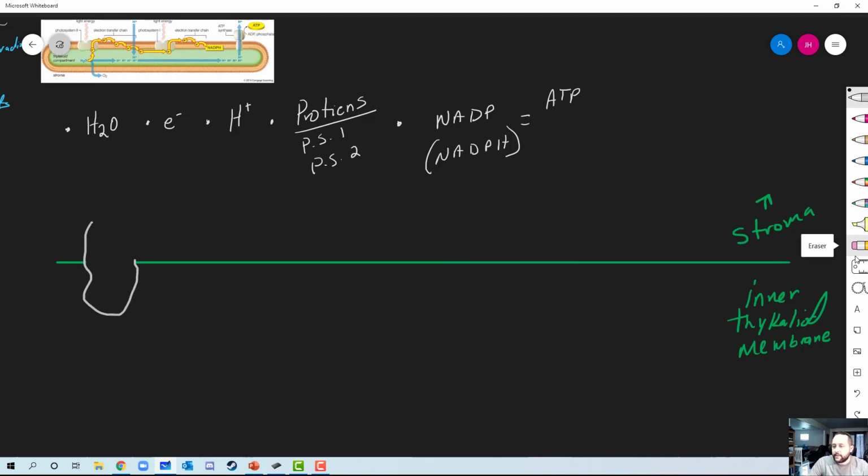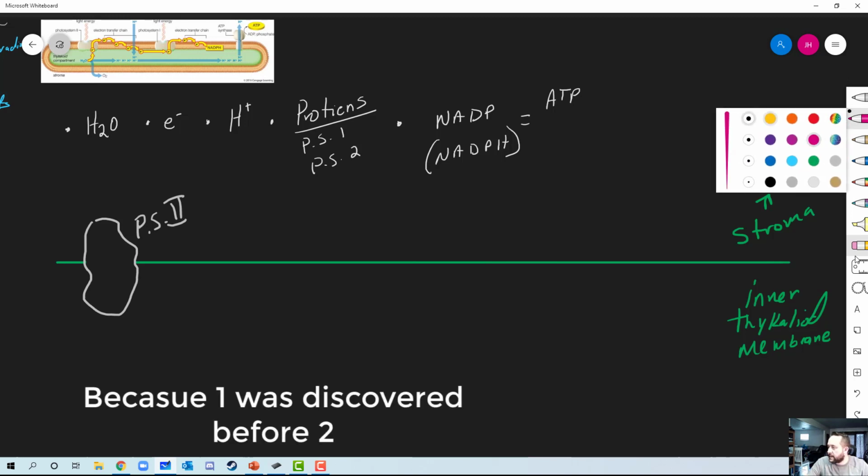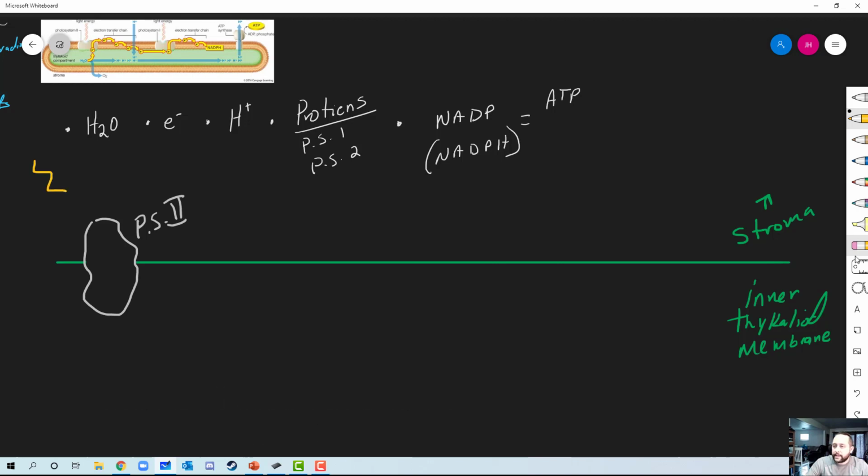So the first thing we need is a system that can capture photons. And we're going to call that Photosystem 2. I learned a long time ago why this one was named 2 instead of 1. I can't remember exactly. Maybe I'll find out before this is over. But this is what actually collects our sun rays. Our photons are coming into this right here.